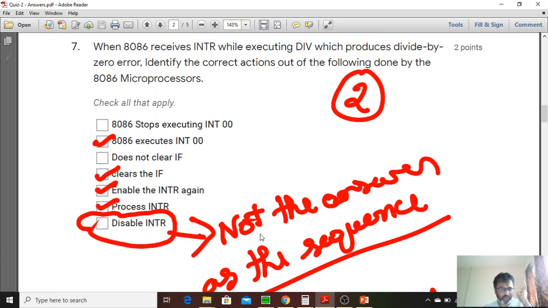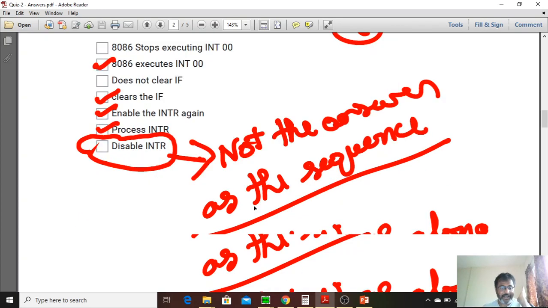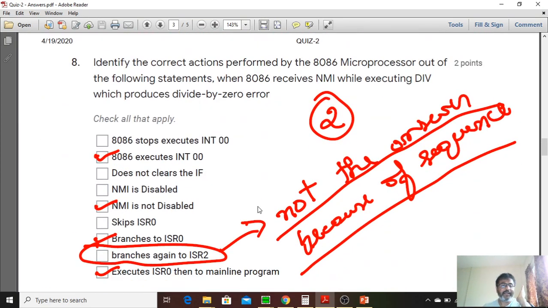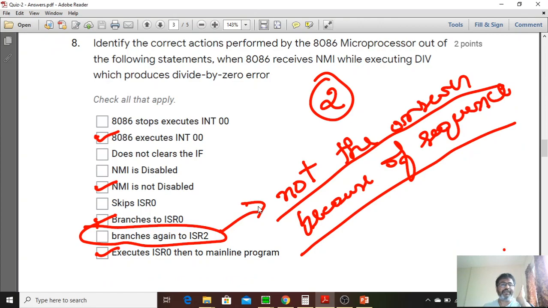This is a tricky question. So this is the answer. I hope I have clarified you. There is no partial marking for this. This is an online test, so little trickier questions are given to you. There is no partial marks for this. Similarly, another question.